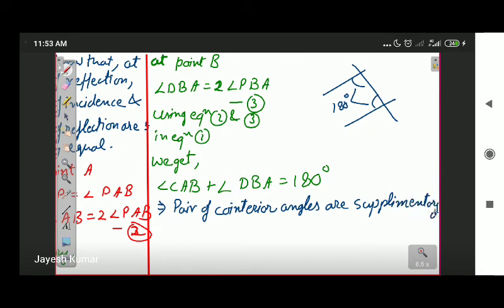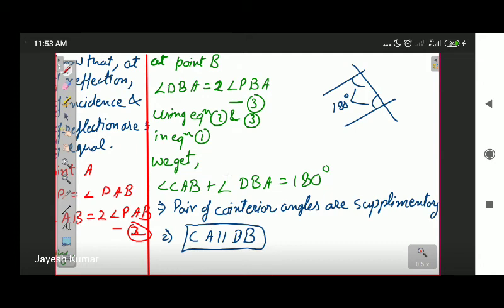The pair of co-interior angles are supplementary. That means these lines, one line was CA, another was BB, are parallel to each other because the pair of angles are supplementary. Okay. So in this manner we have done this question.